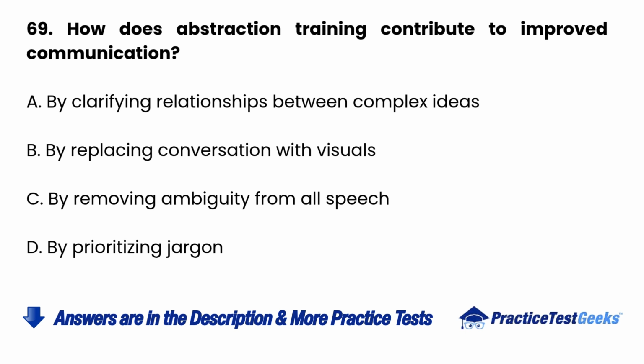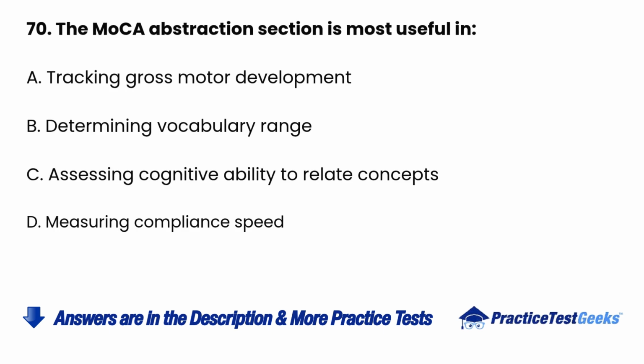69. How does abstraction training contribute to improved communication? A. By clarifying relationships between complex ideas. B. By replacing conversation with visuals. C. By removing ambiguity from all speech. D. By prioritizing jargon.